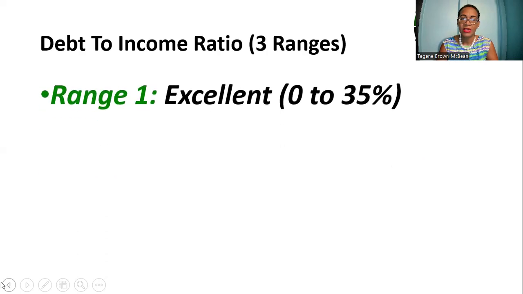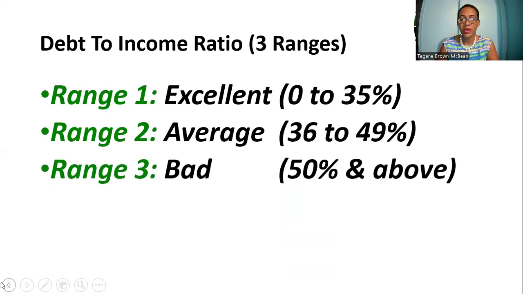So it comes in ranges. The debt to income ratio has 3 ranges. Range 1 is excellent, so 0 to 35% is excellent. Range number 2 is average, 36% to 49% is average. And range 3 is bad. So if you fall in range 3, it's bad, which is 50% and above or greater.